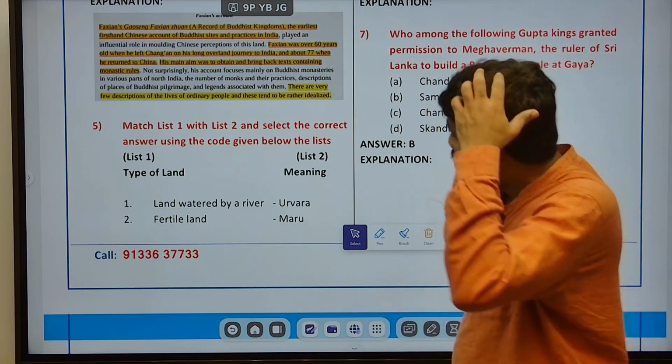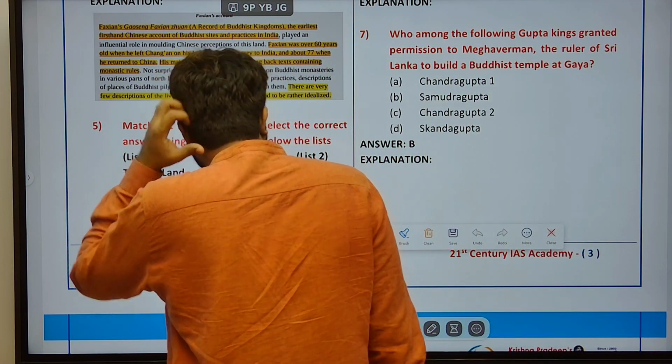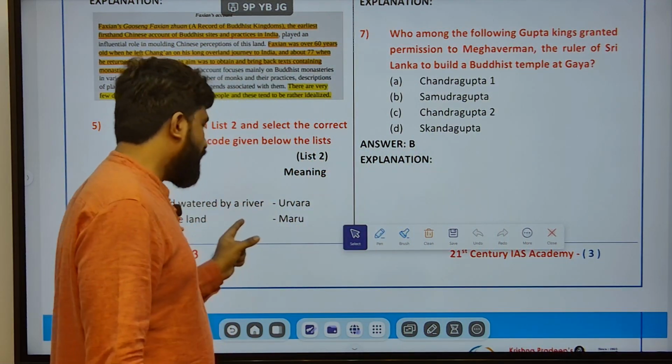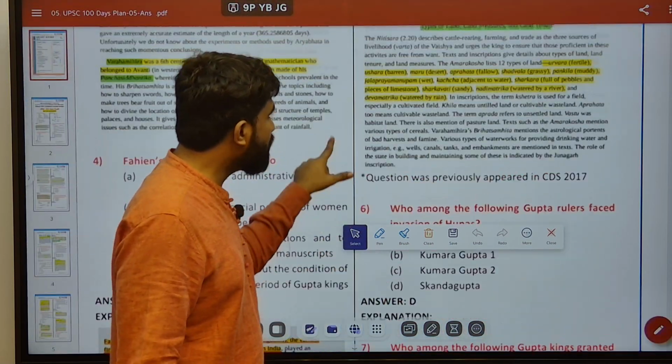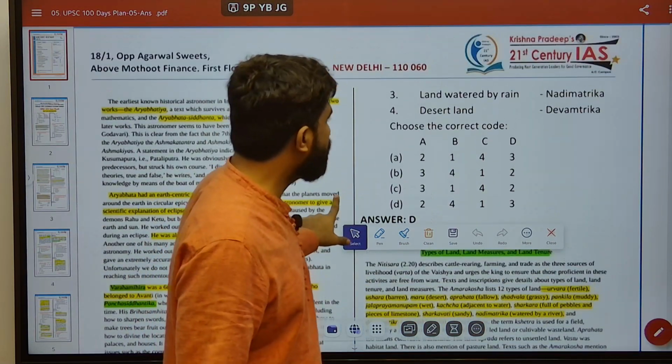Next, the question on land types: what is the term denoted during ancient times? That is also important. It was asked in the match the following question.